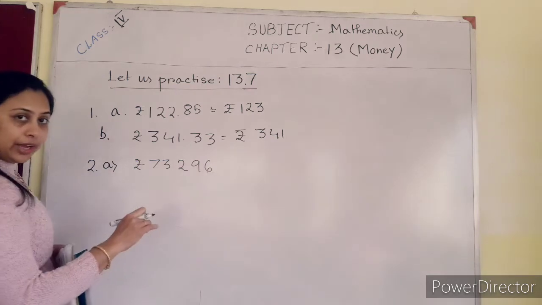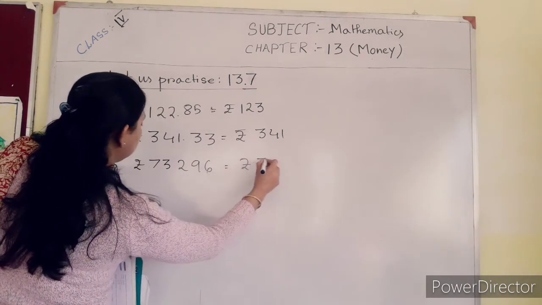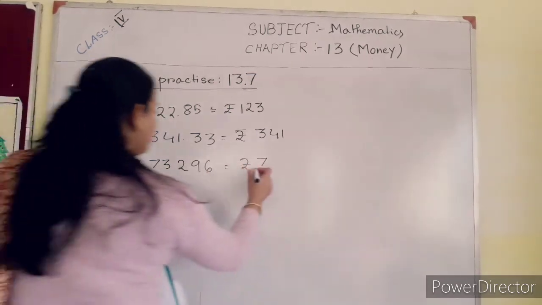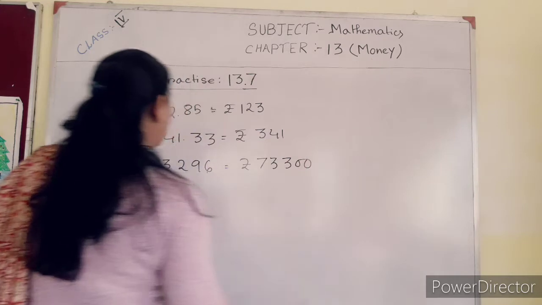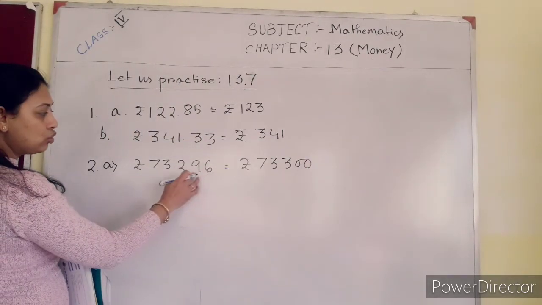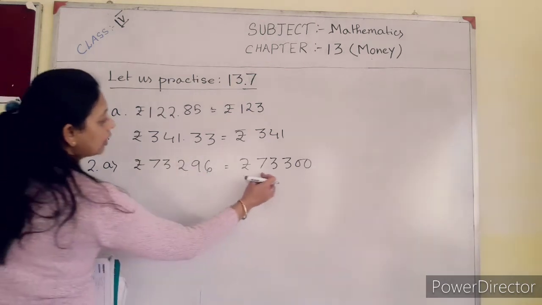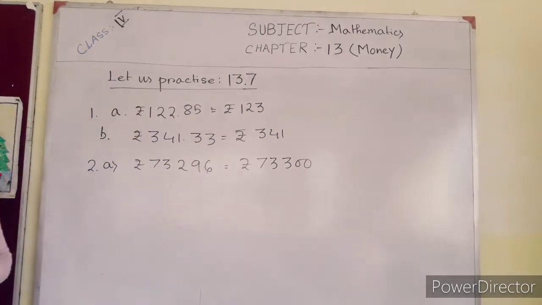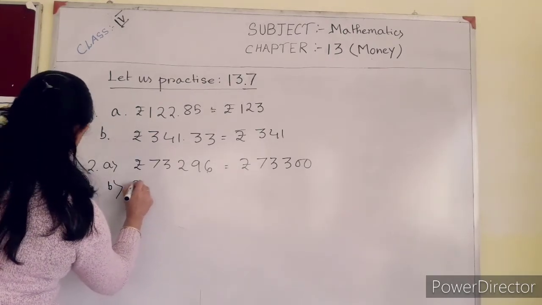It is more than 5. So your answer is rupees 73,300. Okay, so first you put 0 in one place, so it will be 290. After that you will add 10. Your answer is 73,300 rupees.